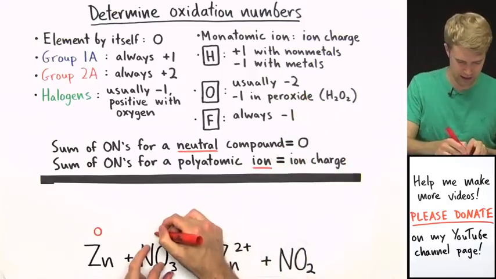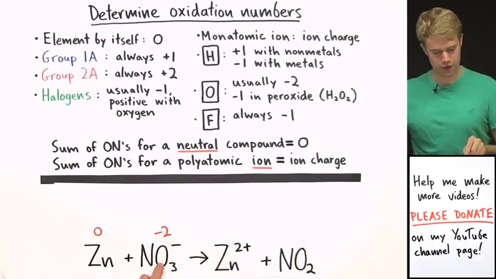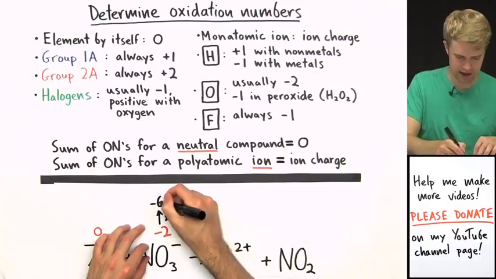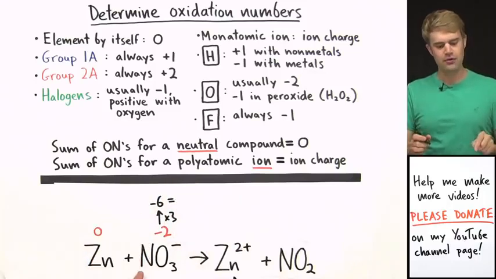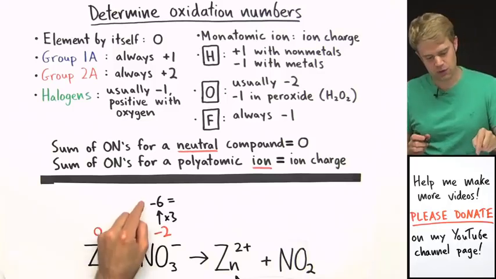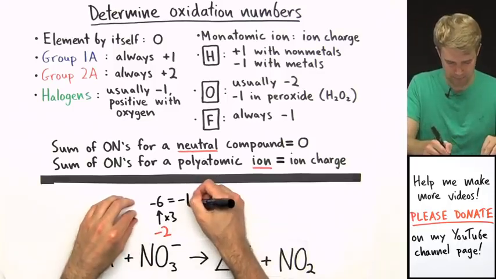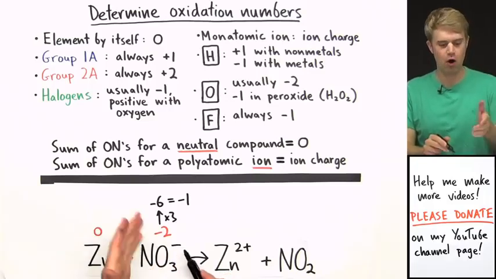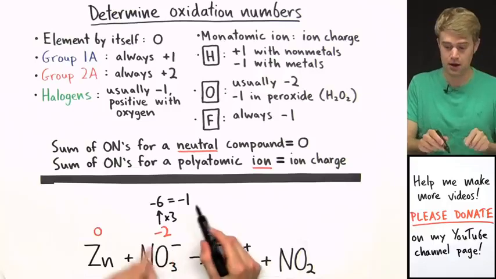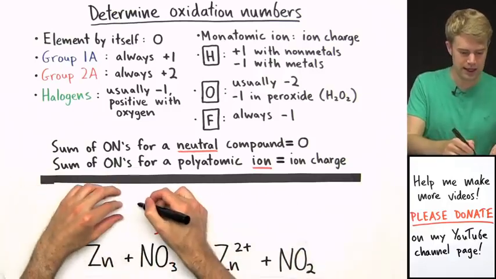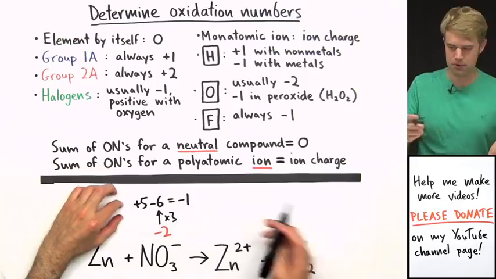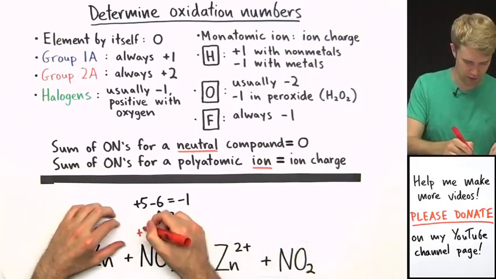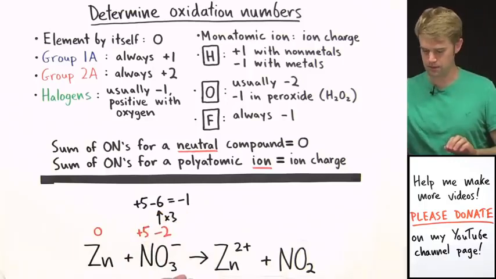Oxygen's is usually -2. We have 3 oxygens here, so we'll do -2 times 3 gives us -6. Now, whatever nitrogen's oxidation number is has to add with -6 to make -1, because that's the charge on this polyatomic ion, and all of the oxidation numbers have to add up to this charge. So, nitrogen's oxidation number is going to be +5. +5 minus 6 equals -1, so +5 for nitrogen over here on this side of the equation.